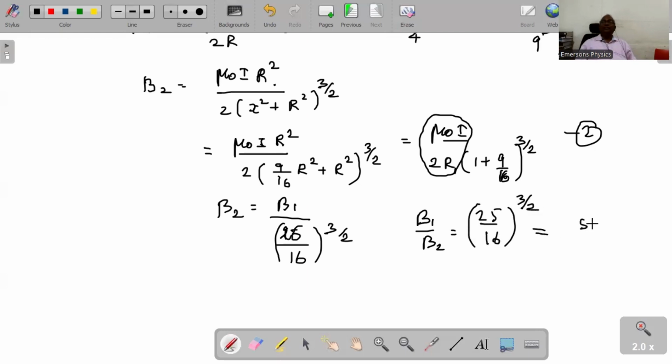which is, already we have taken the square here, no? Already we have taken the square, no? So only to the power of 3.